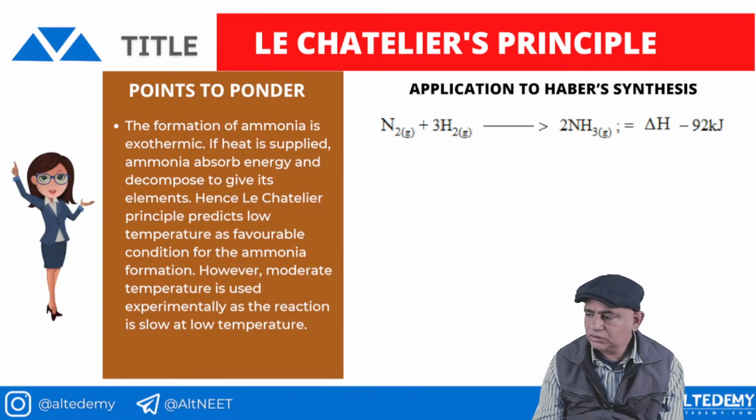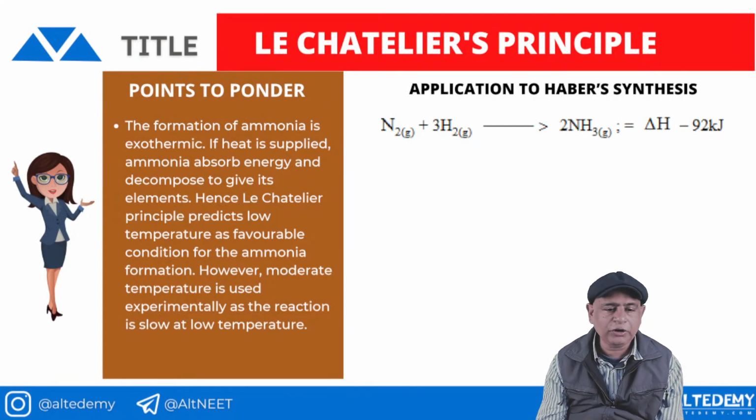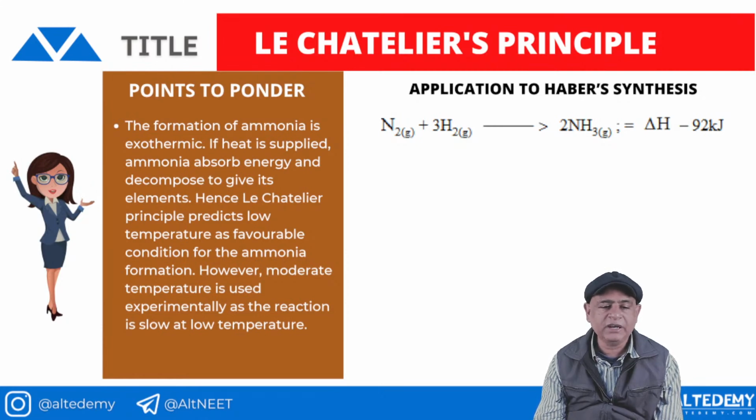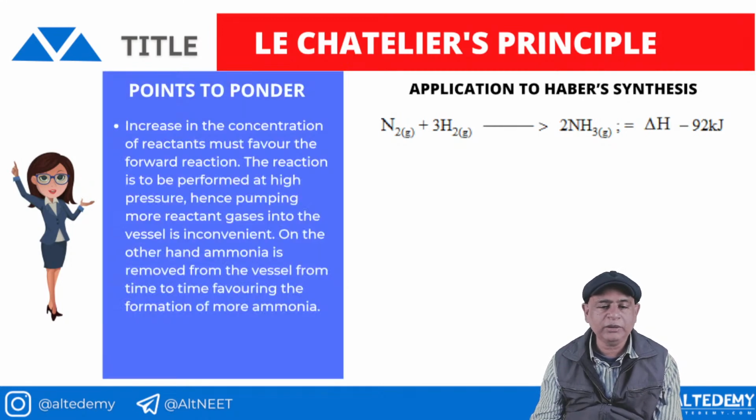Well, it can be analyzed that the formation of ammonia is exothermic. If heat is supplied, ammonia absorbs energy and decomposes to give its elements. Hence, Le Chatelier's principle predicts low temperature as favorable for formation. However, moderate temperature is used experimentally as the reaction is slow at low temperature. So this is how we handle temperature in Haber's process.